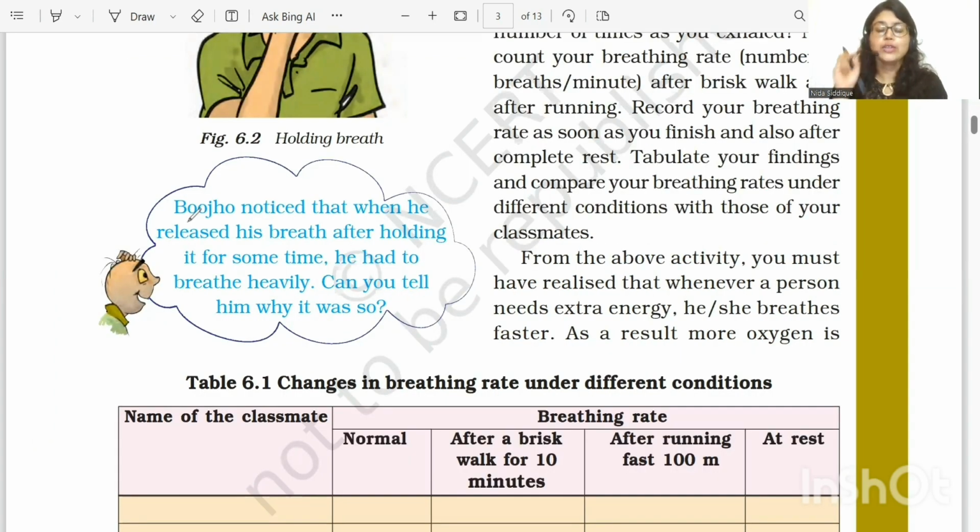Now Bhuju has a very interesting situation. Bhuju noticed that when he released his breath after holding it for some time, he had to breathe heavily. Can you tell him why is it so?